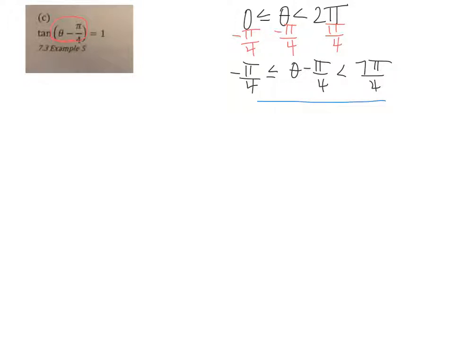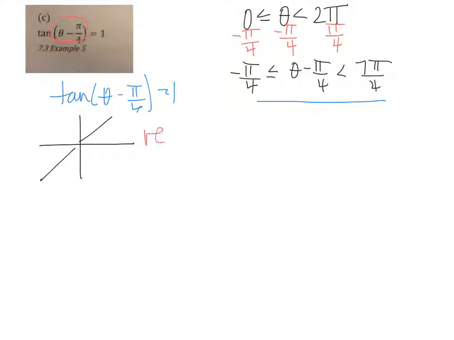So again, I'm going to start, let me just rewrite this. I'm going to start by finding the quadrant and reference angle that our theta minus pi over 4 is going to live in. And tangent is positive in the first and third quadrant. Our reference angle, the angle for which tangent has a value of 1, occurs at pi over 4. So I'm going to pop that here and here.